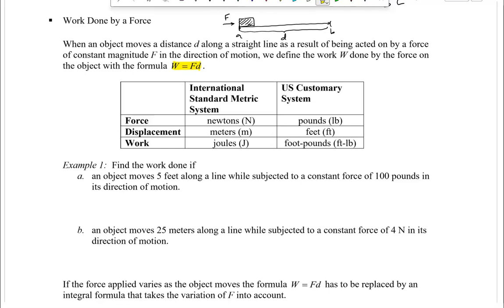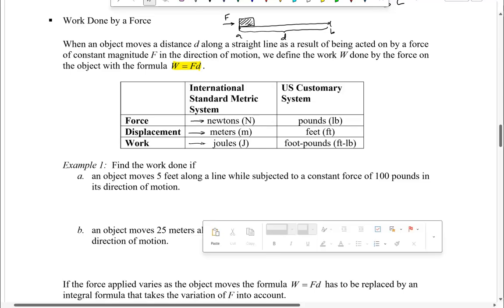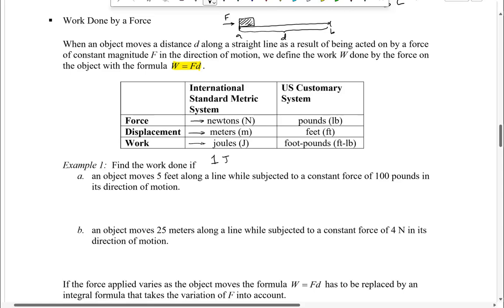So let's just start with that for now. As far as units that we'll encounter for dealing with work and force and displacement, if we're looking at the metric system, we're going to be using newtons for force, meters for displacement, and that will give us joules. 1 joule is equal to 1 newton of force times 1 meter.